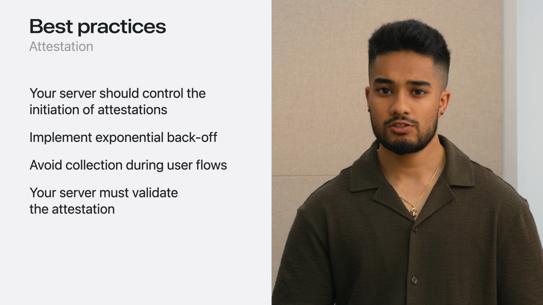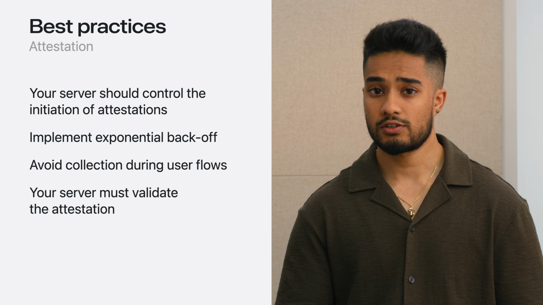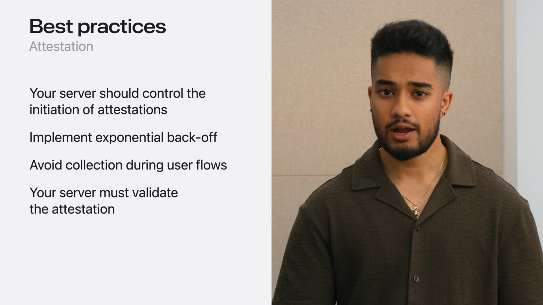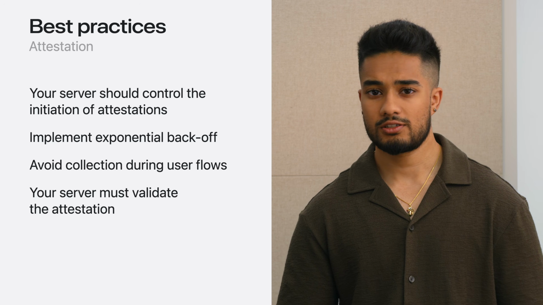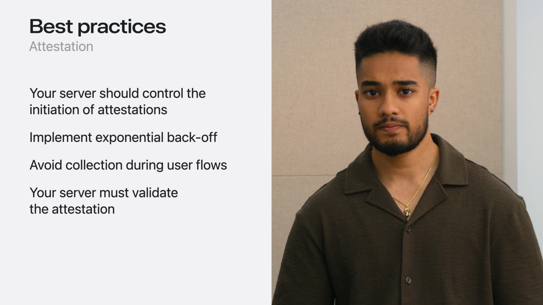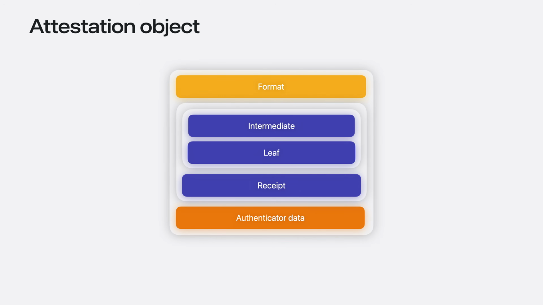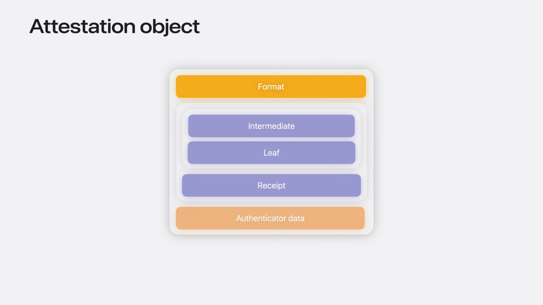Finally, the attestation should always be validated by your server and not the app. If your app becomes compromised, it cannot be trusted for validating an attestation. I will now go over the attestation itself, which is the object that is returned from the App Attest attestation API. The attestation structure has three sections: format, attestation statement, and authenticator data. The format is a fixed string that identifies the Apple anonymized attestation.